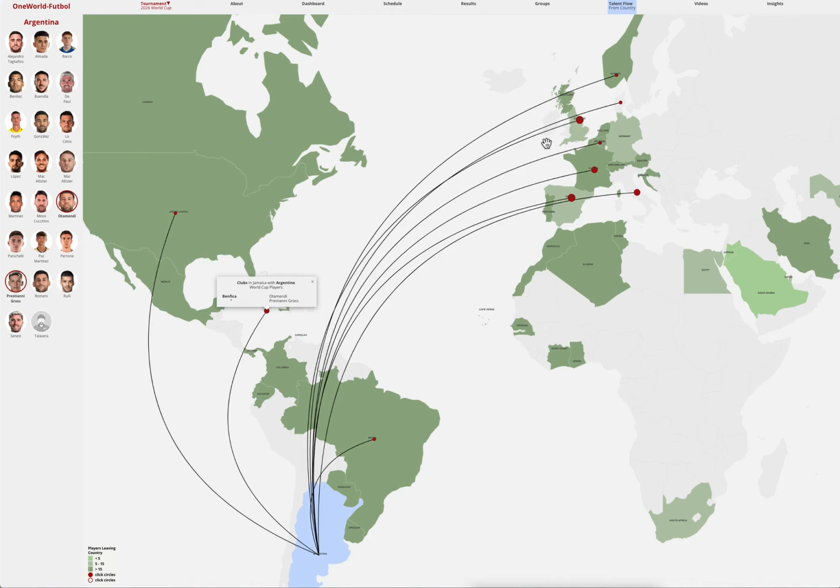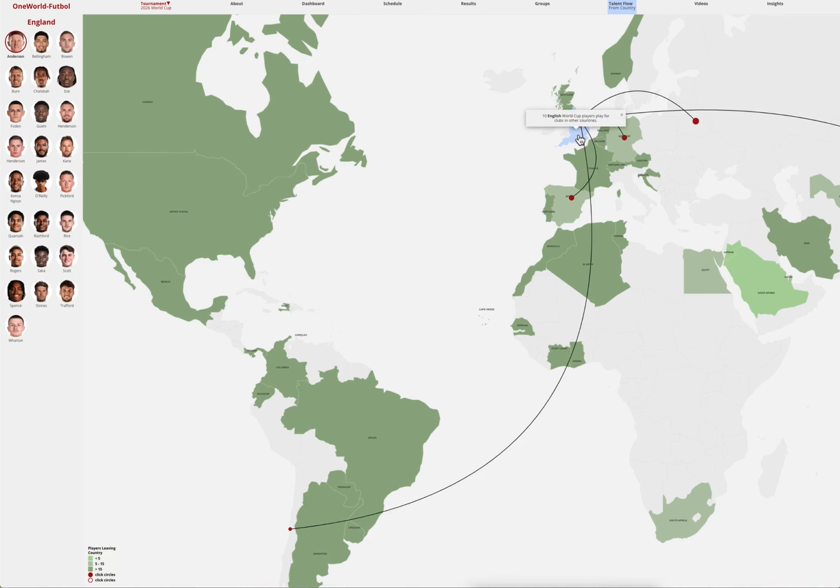Okay, now let's look at England. On the other hand, England's the opposite story. Here you see most of the players are playing in England. They're just too good to leave. In Argentina, they're all too good to stay. Here, they're too good to leave. Why would they want to leave England when they can play in the English Premier League?